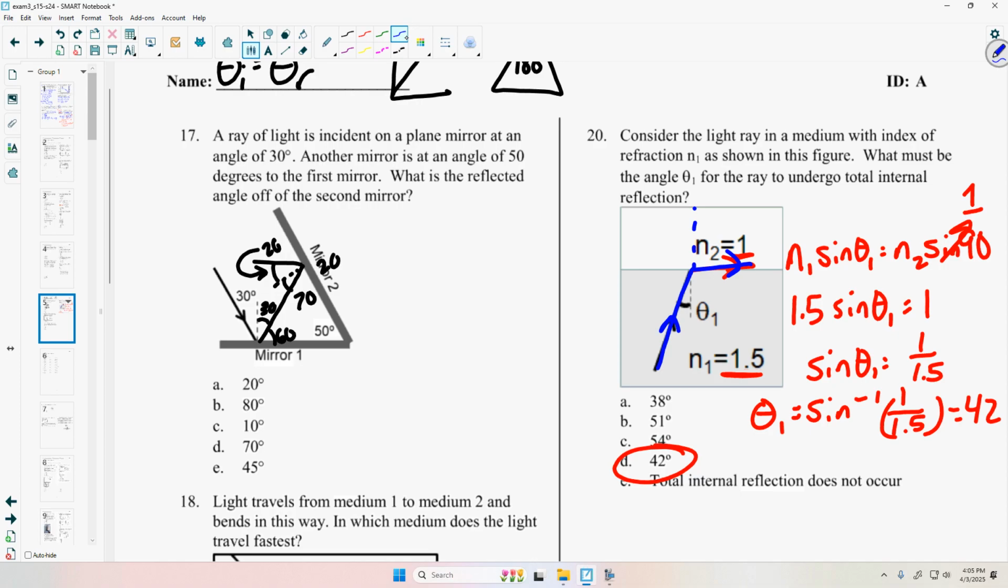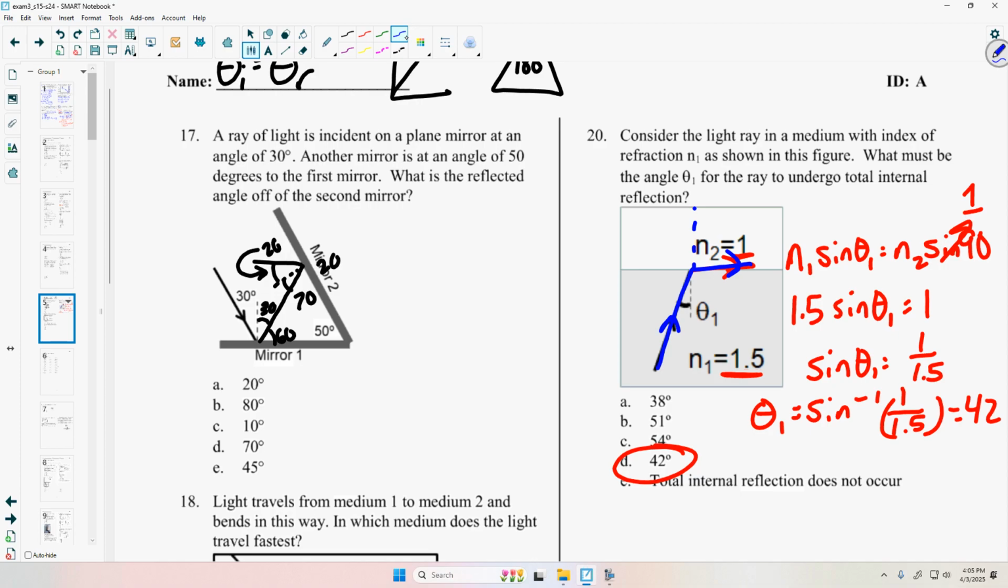So total internal reflection only occurs when you're moving from a high index to a low index, not when you move from a low to a high index. Okay? When you're moving from a high index of refraction to a low index of refraction. So, in this case, it worked out that we were able to find the angle theta 1, but if this was a lower index, then it wouldn't have worked out. Like you would have gotten an error in your calculator.